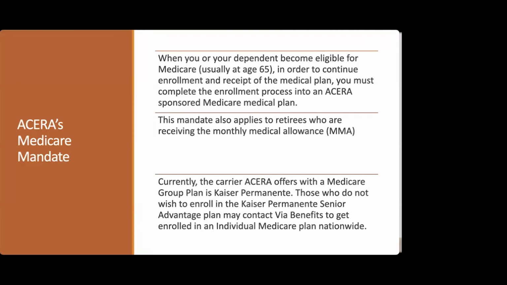If you do not want Kaiser Senior Advantage, you can go through via benefits and select an individual Medicare plan through them. They are a third-party exchange provider. We contract with them, and they will help you find a plan that works for you, that has a reasonable cost in your area, in your zip code, so that you can enroll in Medicare and use those benefits.